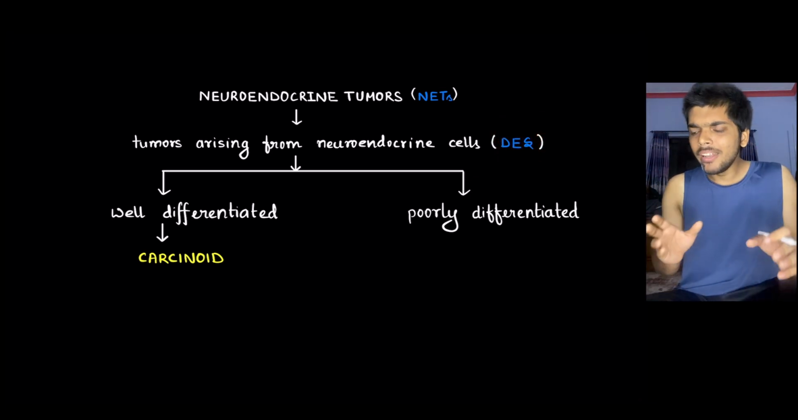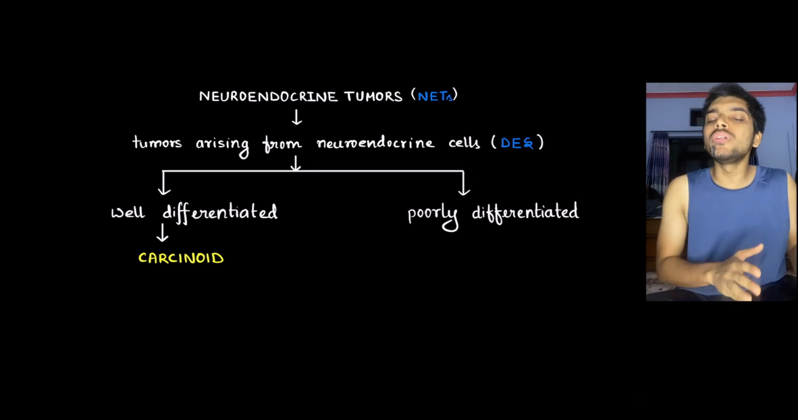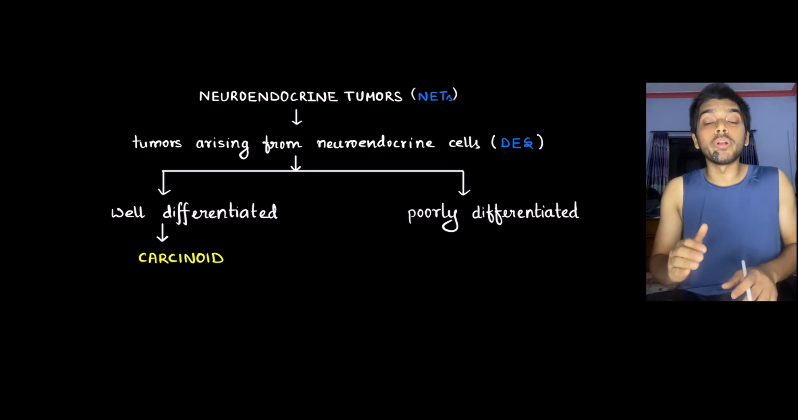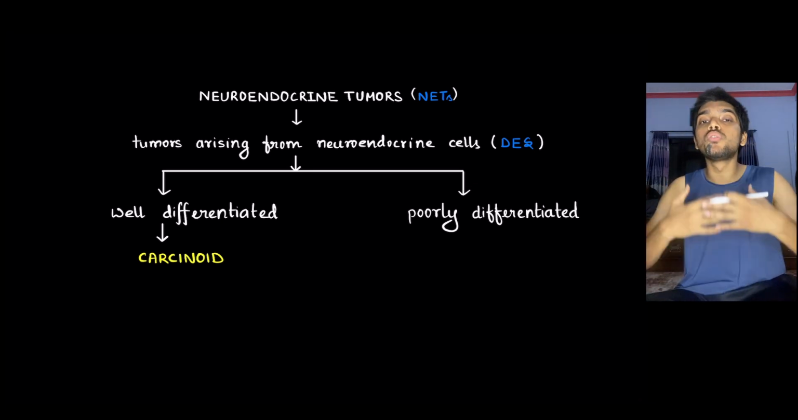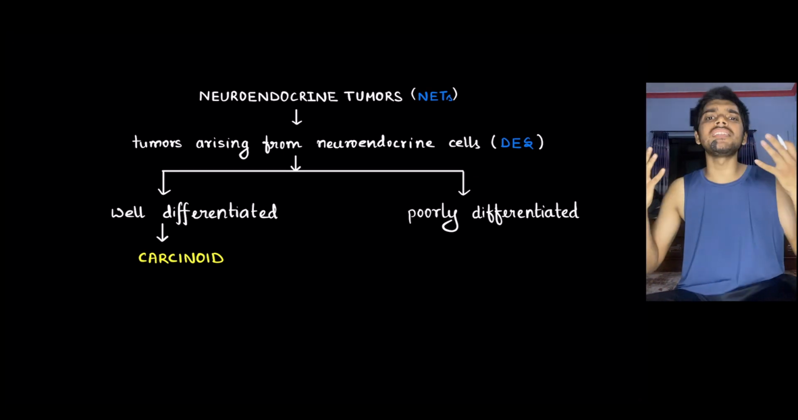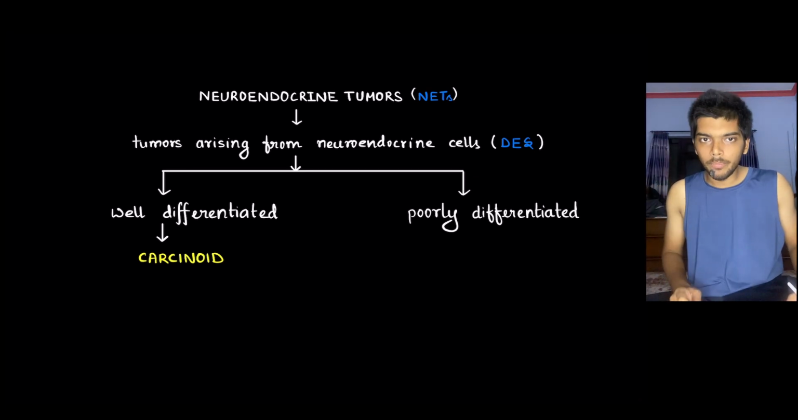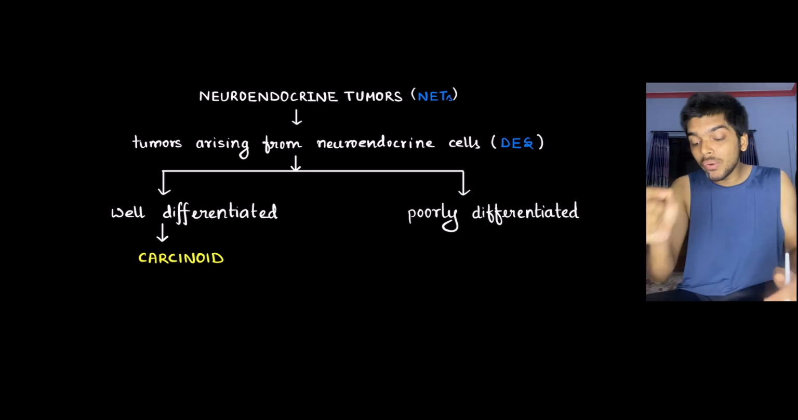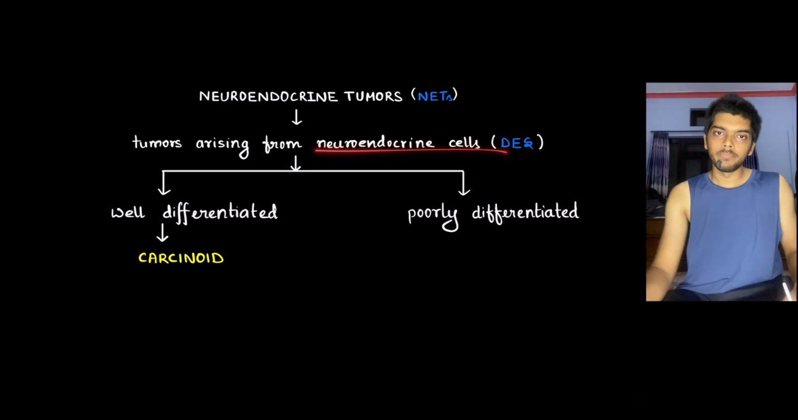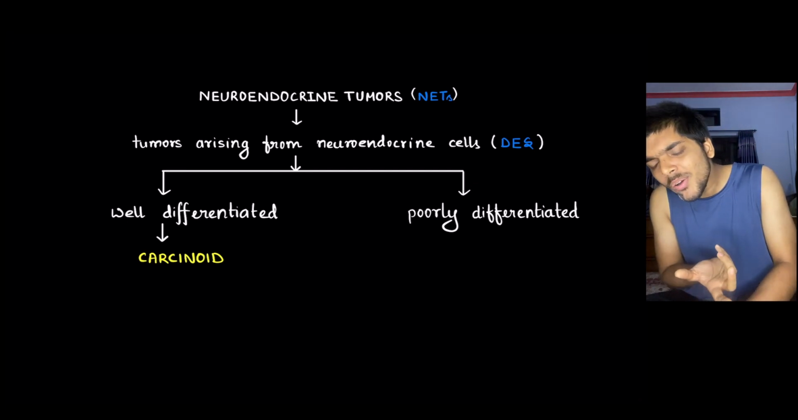So the diffuse endocrine system contains endocrine cells, either isolated or present in groups, that produce hormones, scattered throughout the body, diffusely arranged, present in various systems of the body, not just the GIT. It is present in the respiratory system as well, and in other organs. These cells are referred to as neuroendocrine cells. And the tumor of these neuroendocrine cells is the neuroendocrine tumor.